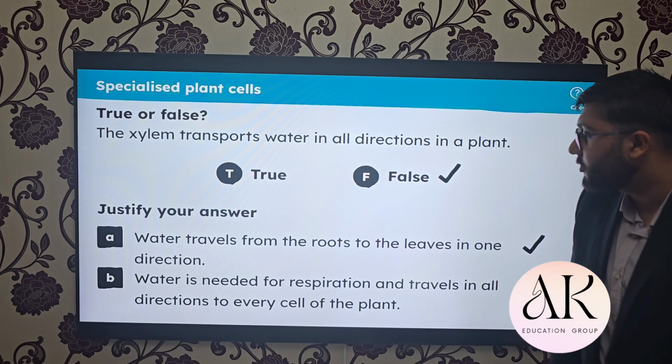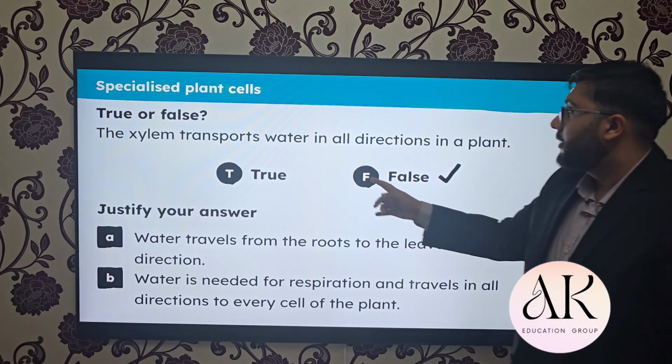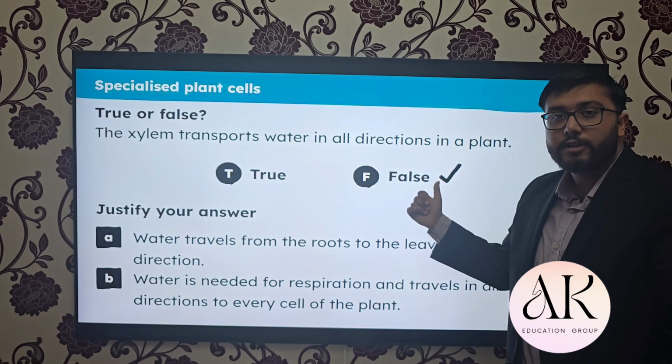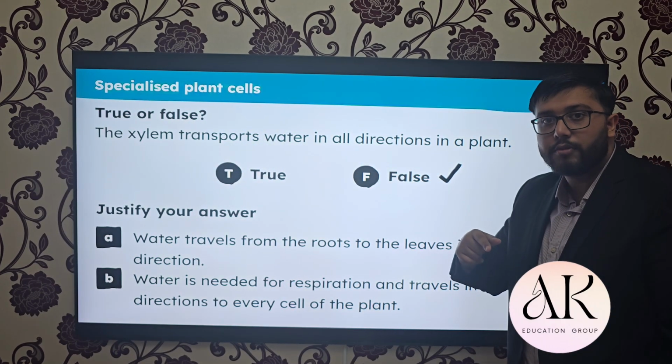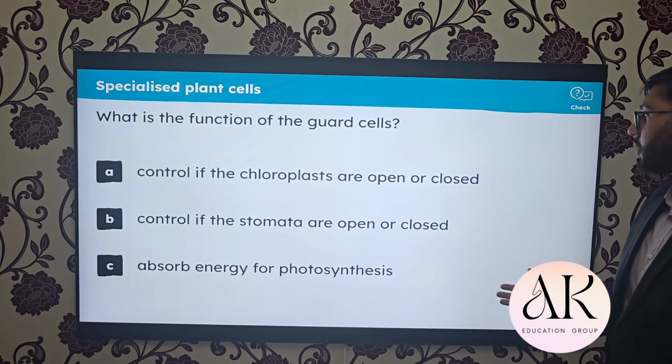So it's false. I'm justifying it as: water travels from the roots to the leaves in one direction. The xylem does not transport in all directions. Which direction did we say, guys? Let me know in the comment section below.